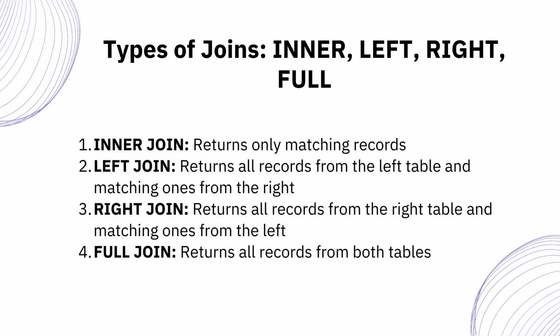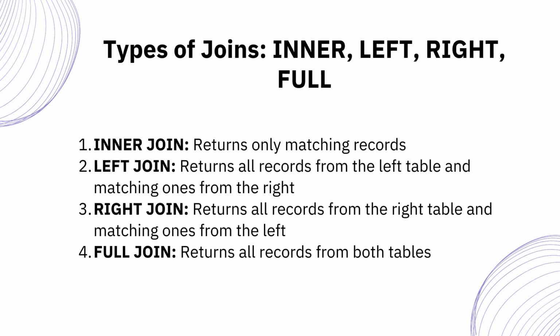Left join or left outer join returns all records from the left table and matching records from the right. Non-matching rows from the right table return null. Right join or right outer join returns all records from the right table and matching records from the left. Full join or full outer join returns all records when there's a match in either the left or right table.